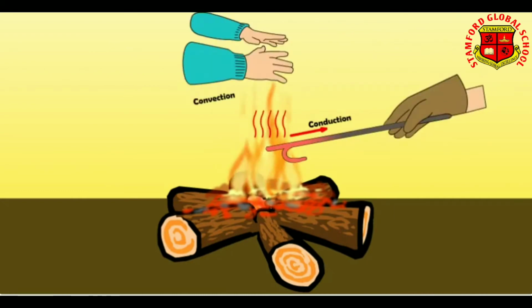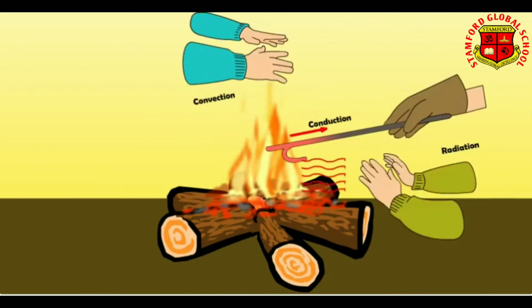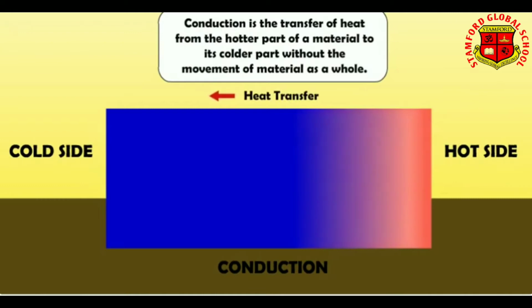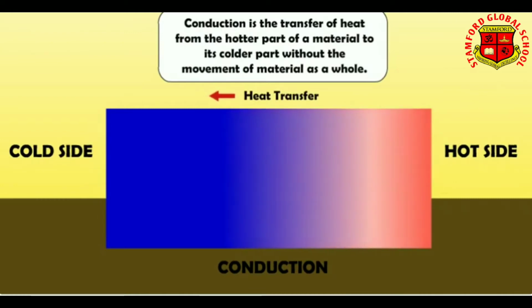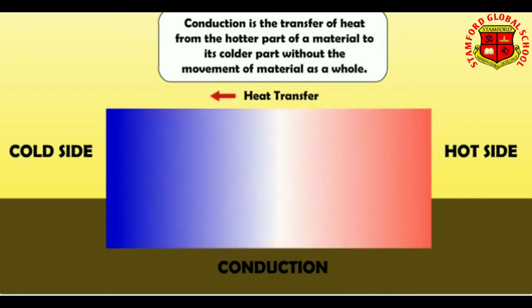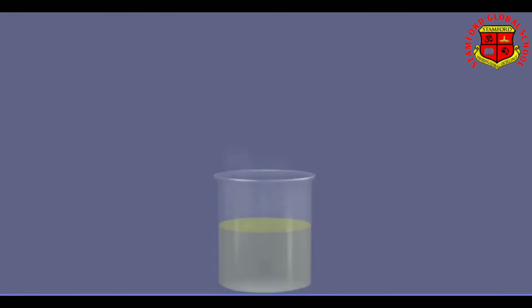3. By radiation. Conduction. Conduction is the transfer of heat from the hotter part of a material to its colder part or from a hot material to a cold material in contact with it. Without the movement of material as a whole, the transfer of heat by the process of conduction takes place only in solids. Good conductors of heat and poor conductor of heat.